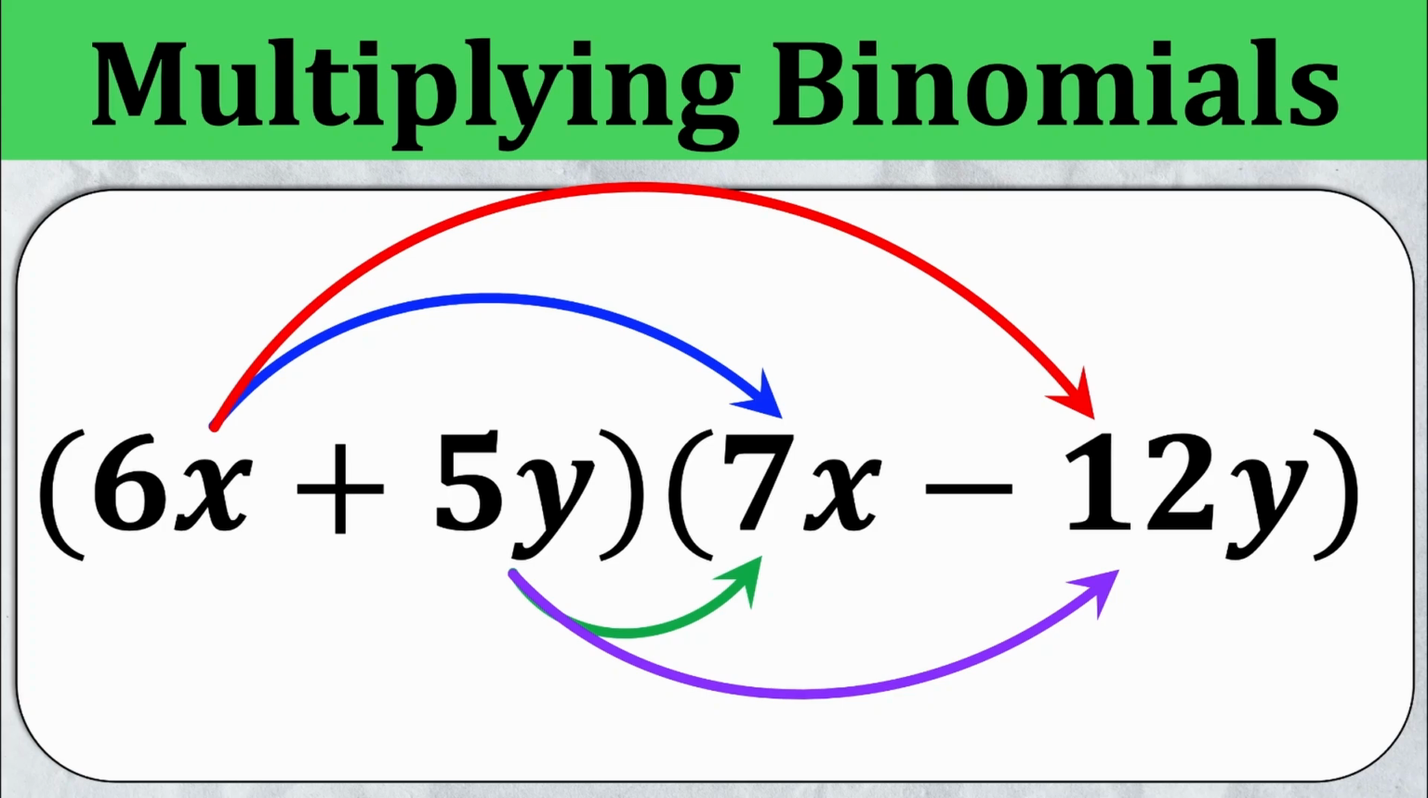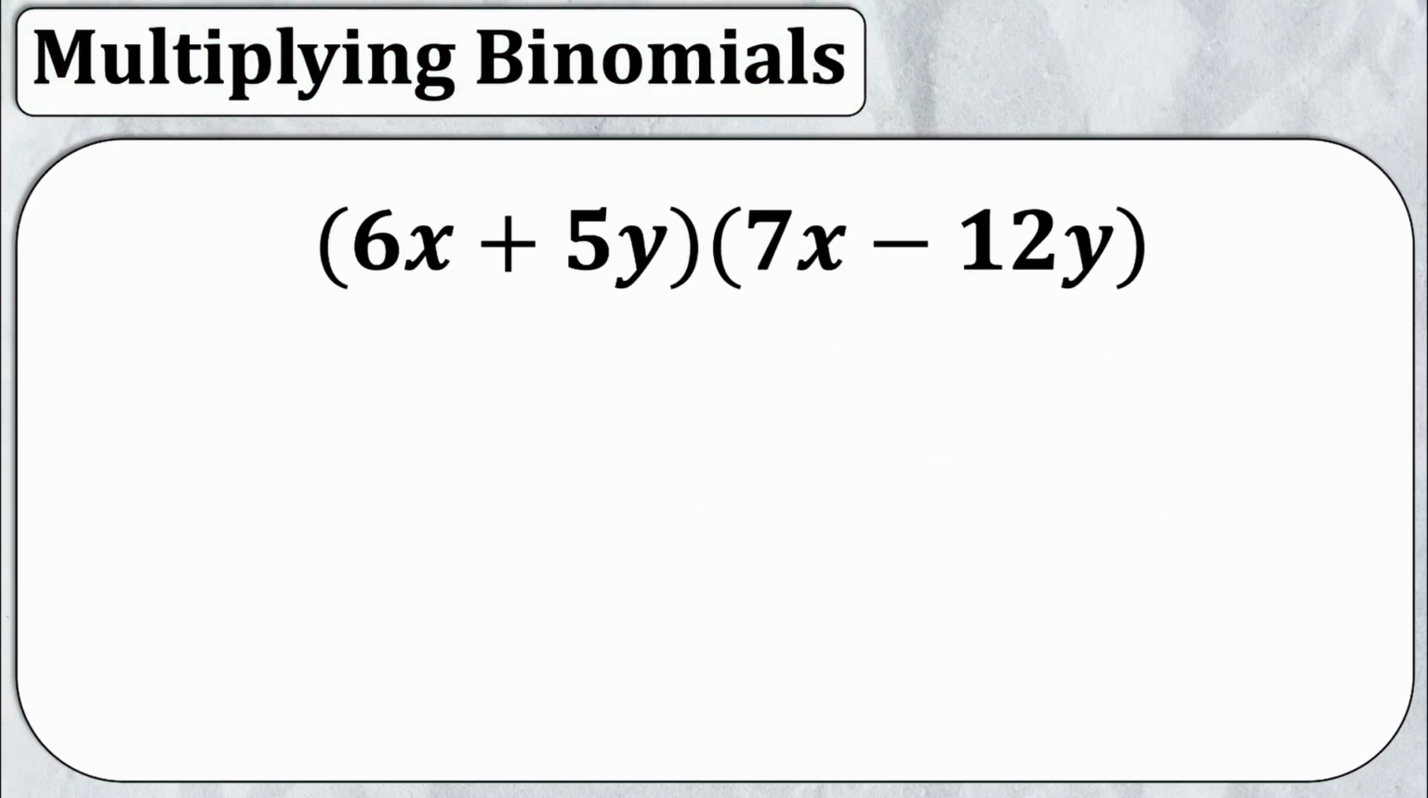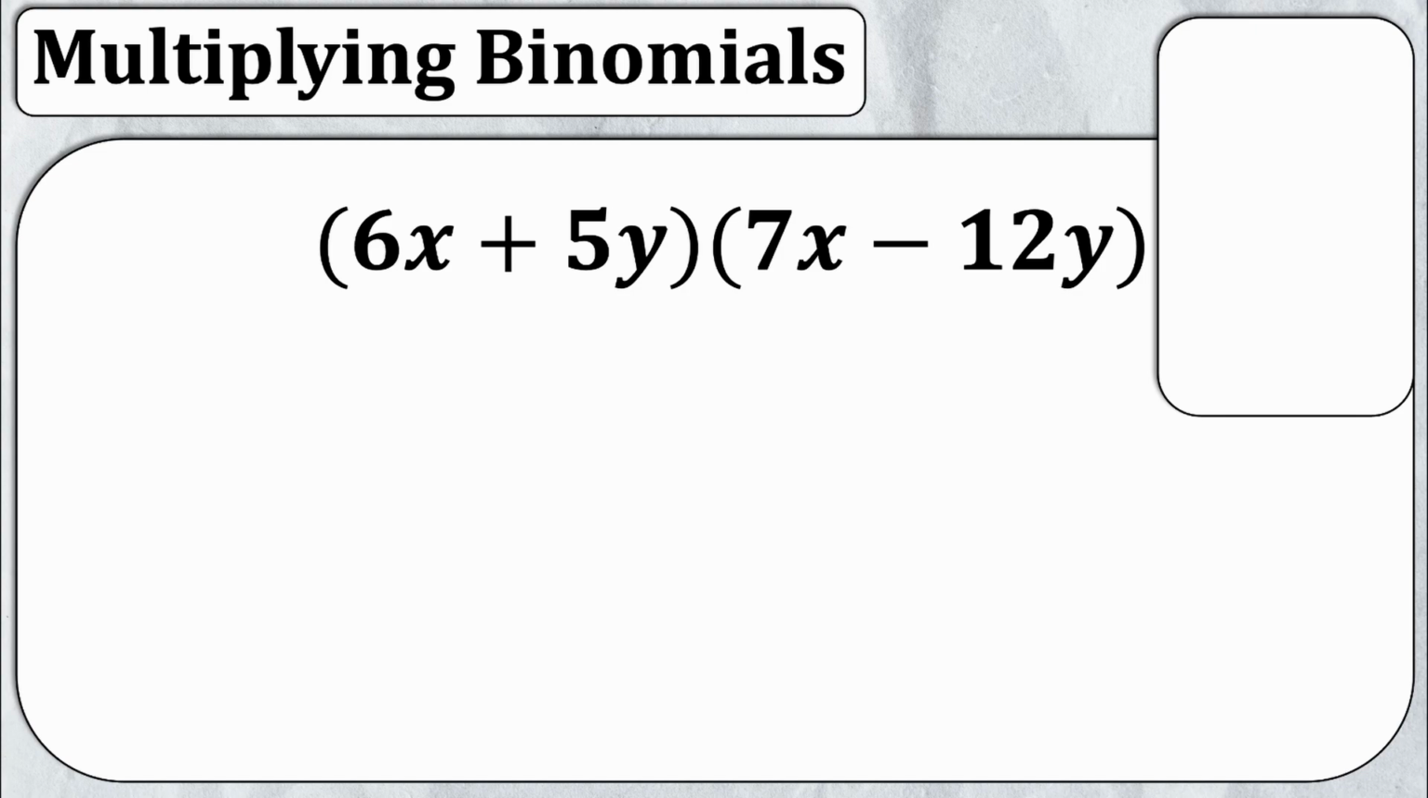In this video, we'll be learning how to multiply binomials that have multiple variables in them. So let's take a look at this first binomial. We have 6x plus 5y times 7x minus 12y. And we're going to use a method that maybe you're familiar with called the FOIL method.